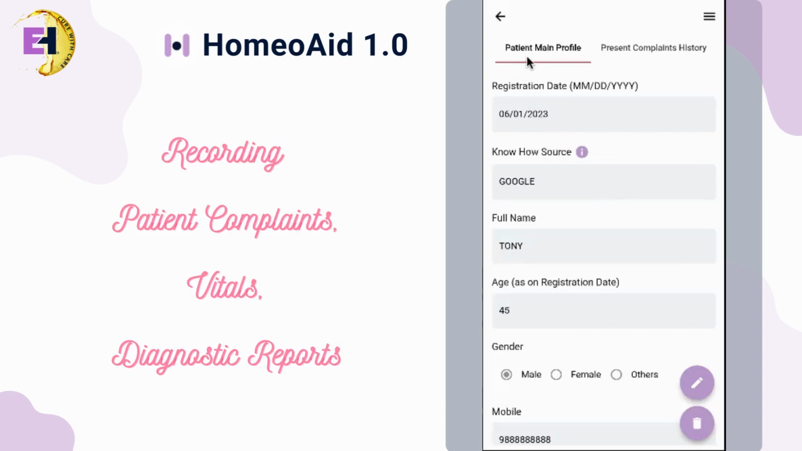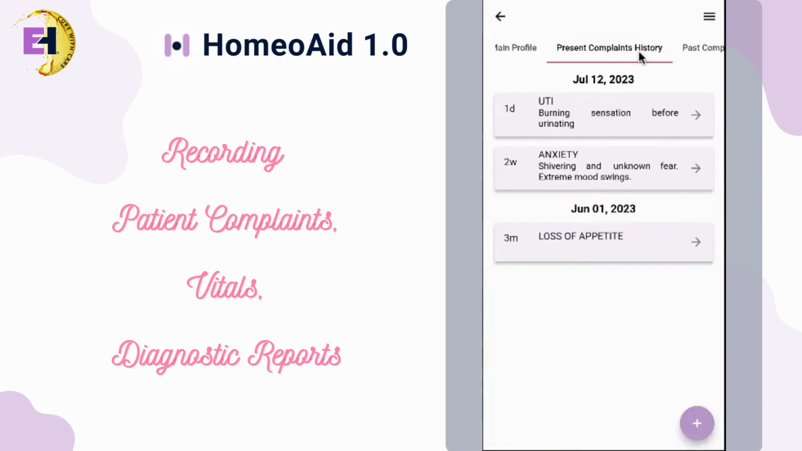After the patient is registered, so you have the information registered under the patient main profile. Now you have other sections which will help you to do the detailed case taking. Let's look at present complaints.